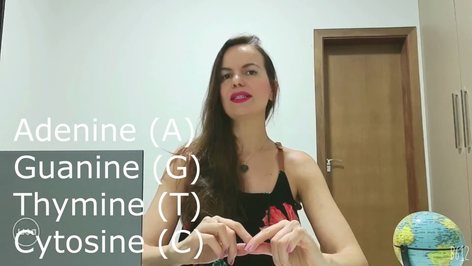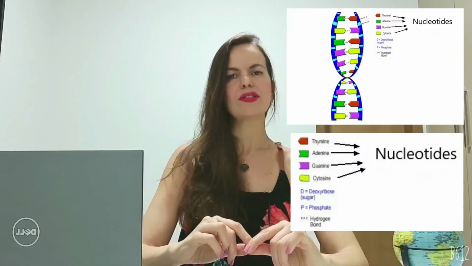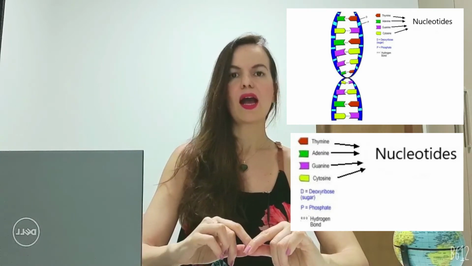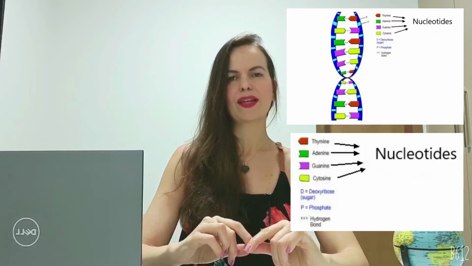Let's recall the structure of DNA. The nitrogenous bases that form the DNA are adenine, guanine, thymine, and cytosine. A nucleotide is composed of a phosphoric acid, a sugar, and a nitrogen base. A sequence of DNA nucleotides forms a gene.